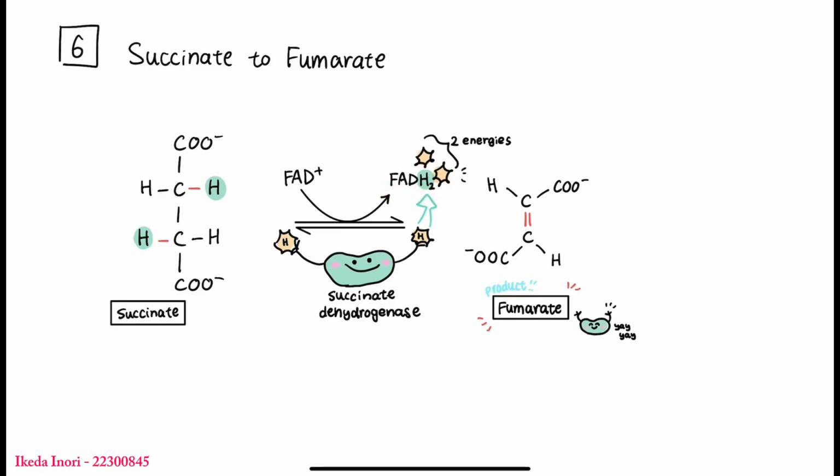Since Rule 2 states that oxidation releases energy, succinate releases two energies with the help of succinate dehydrogenase, which is the enzyme that takes two hydrogens from succinate molecules so that it will make a double bond between carbon atoms, and FAD plus will take these two energies to store and bring into the respiratory chain, and finally fumarate is formed.